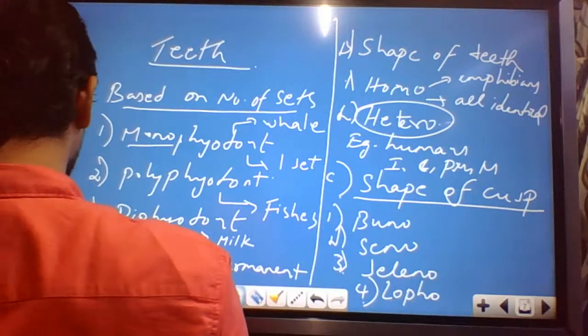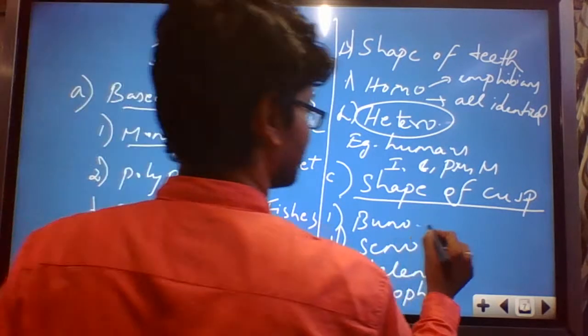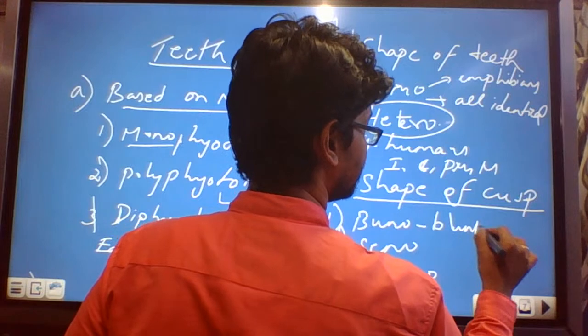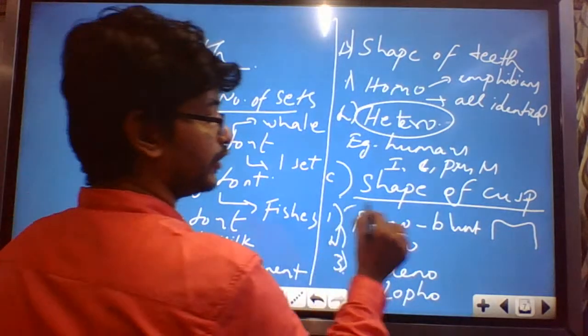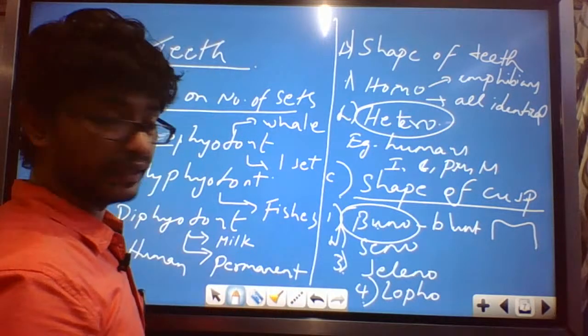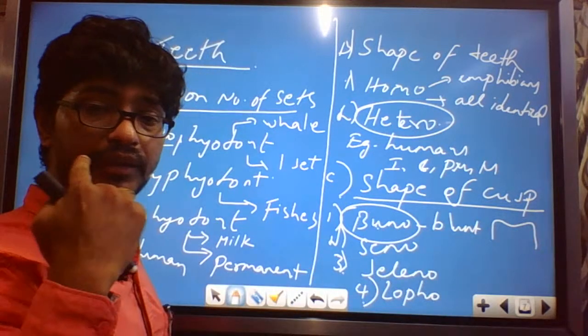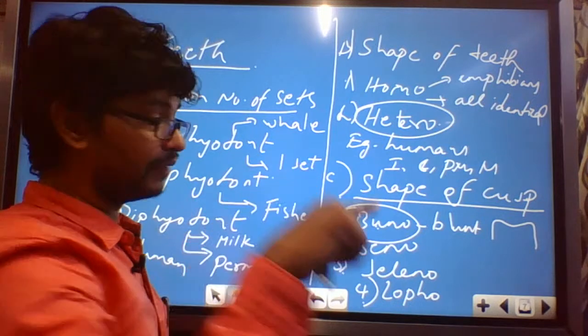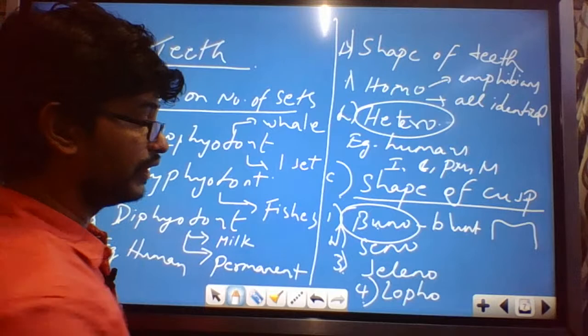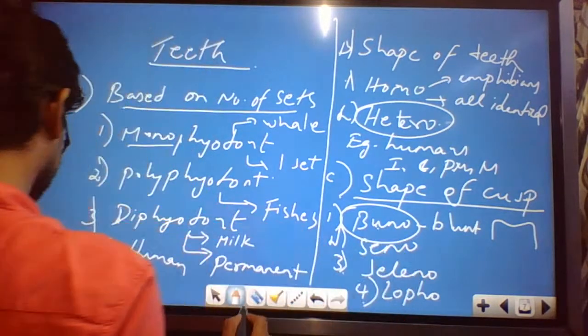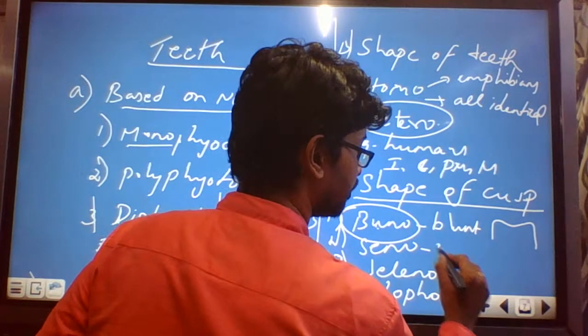For example, bunodont is blunt in shape. The tooth looks like this, it is blunt in nature. Human beings come under bunodont. If you look at the molars and premolars, the top is blunt. So bunodont is the type of teeth we human beings have got. Cynodont, if you take, is pointed. So it will be sharp teeth.